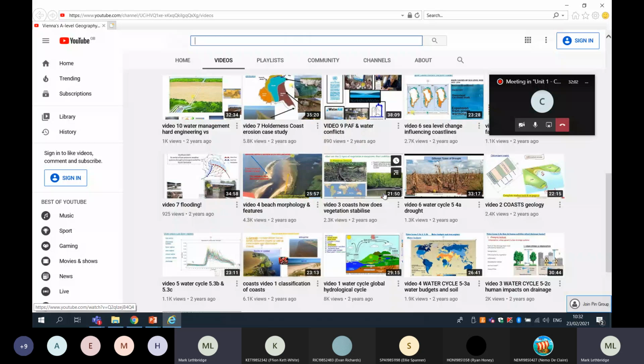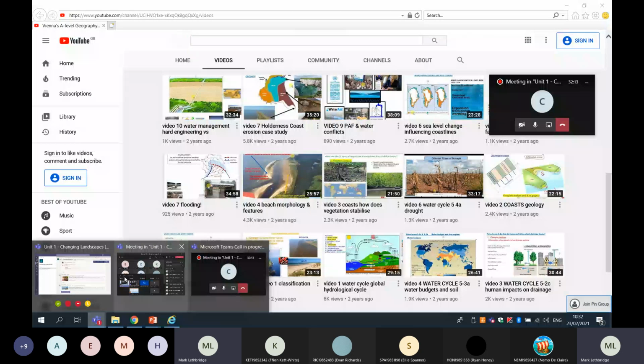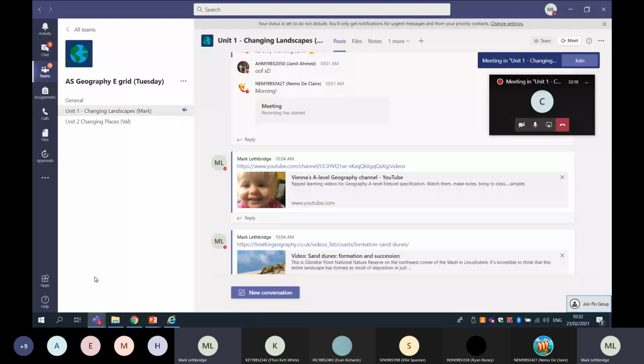You might want to have a watch of that one before you start putting this diagram together. By the time you've read through the booklet and watched the Time for Geography video, you might be fairly happy to be able to put that diagram together by then. In that case, feel free to have a blast at putting this diagram together and then have a watch of the Vienna's A-Level Geography channel video just to see if there's any little other bits that you could add on to the diagram.